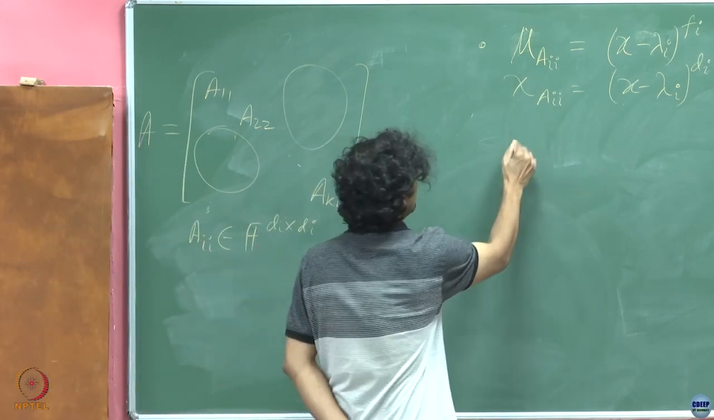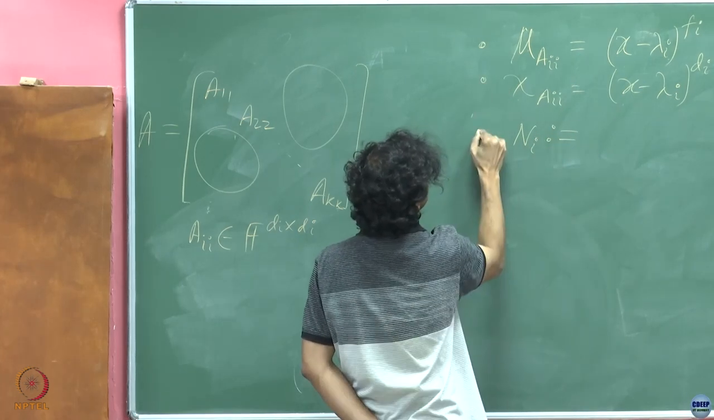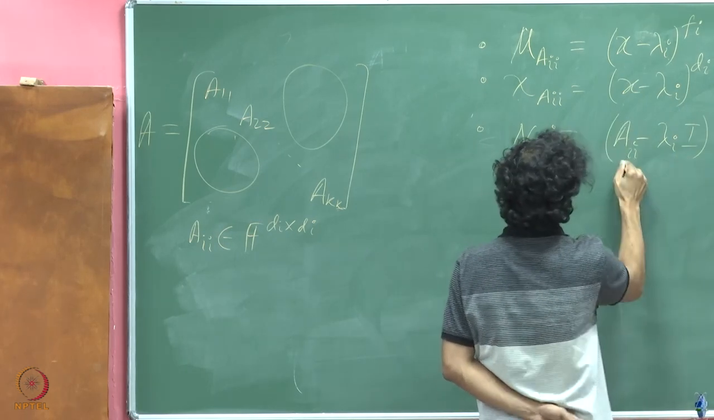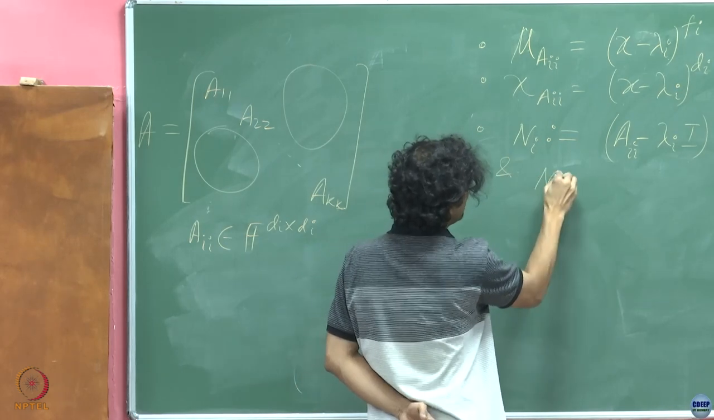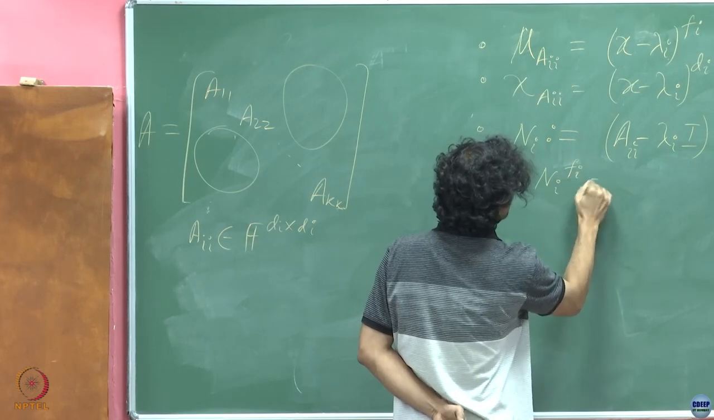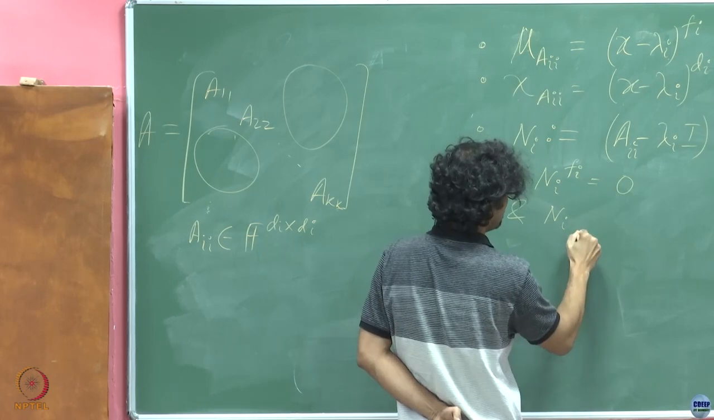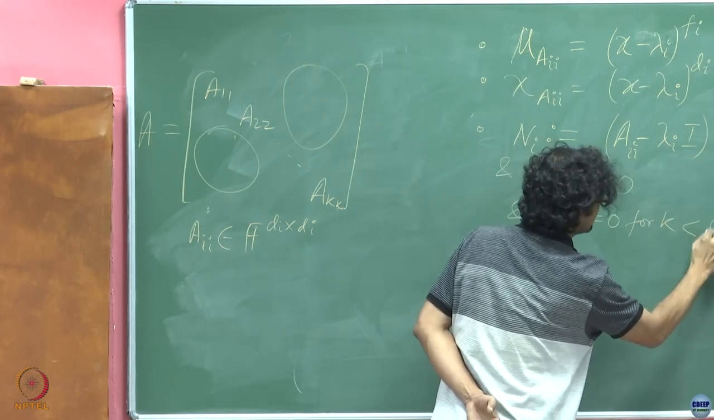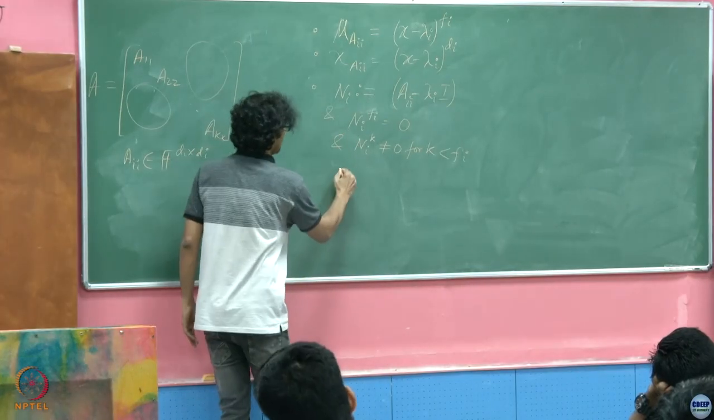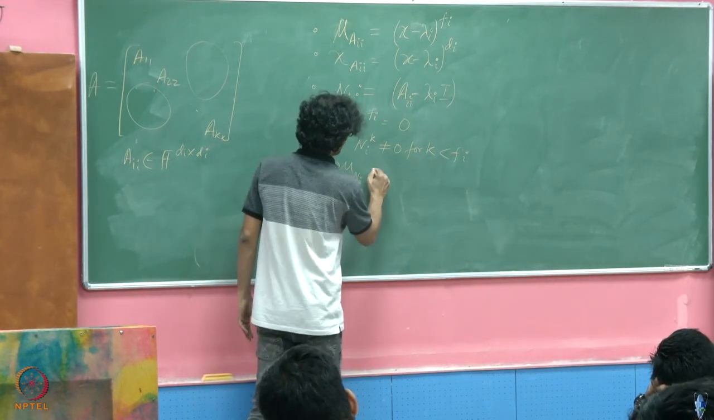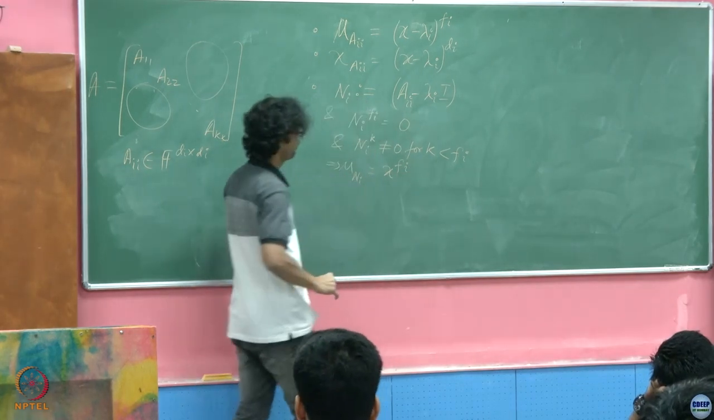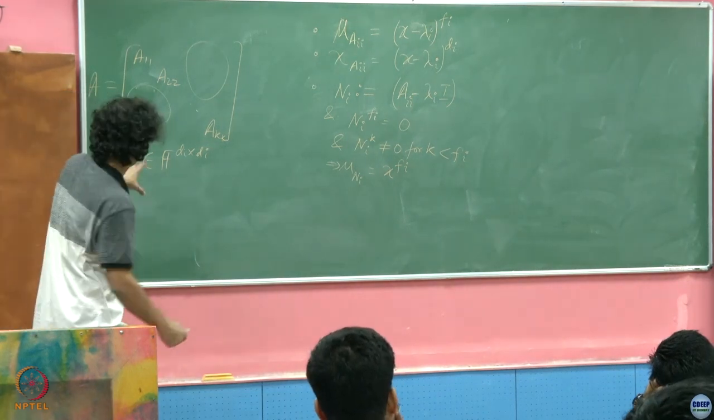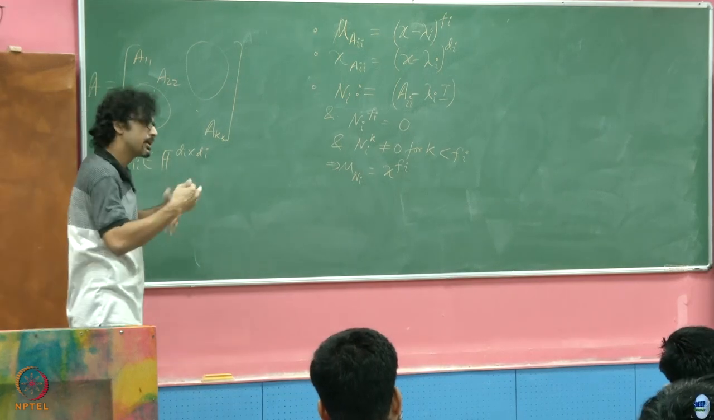We know that N_i defined as, so these are some of the observations we've made already, A_ii minus lambda_i I, and N_i to the power f_i is 0 and N_i to the power k is not equal to 0 for k less than f_i. That is to say that the minimal polynomial of N_i is x to the power f_i. We've seen all this. This is a summary of what we have seen so far. Based on this, we now want to get further down, deep down into the structure of A11 and see if we can get it down to a nice looking form.